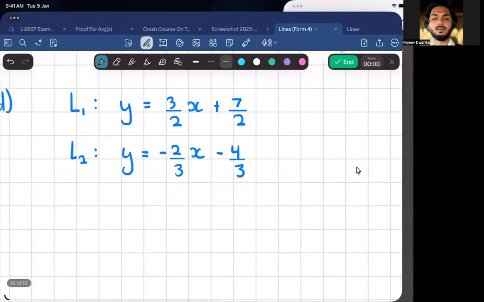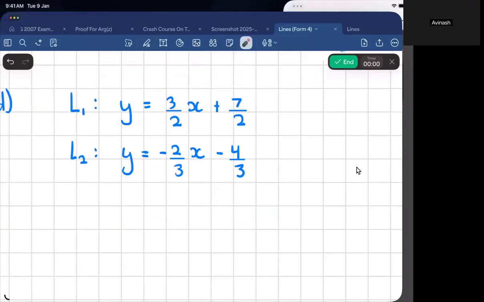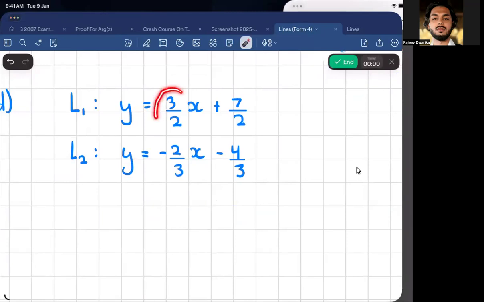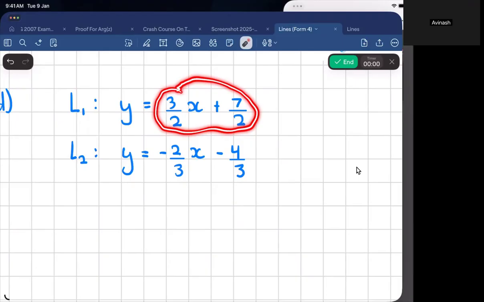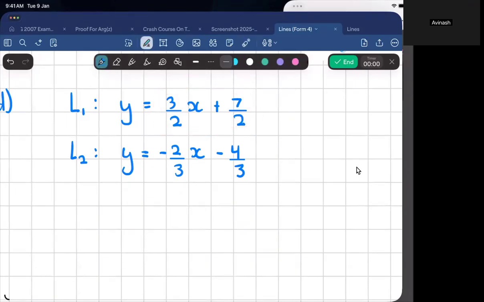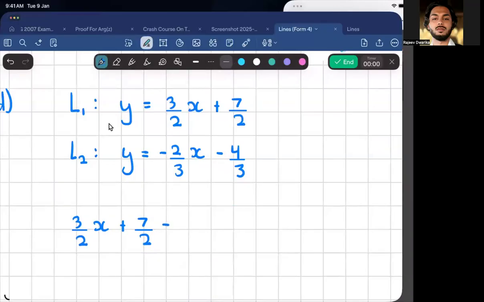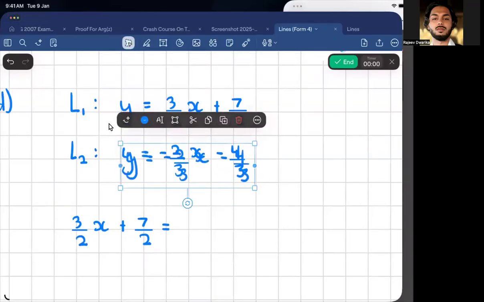Okay. Cool. Avinash, are both of them equal to y? Yes, sir. So if both of them are equal to y, that means that 3/2x plus 7/2 is actually equal to what? The negative 2/3 x minus 4/3. Serena, you agree with that? Yes, sir. I agree with that, right? Because both of them are equal to y. So you're just going to say this, and that is going to be equal to this.